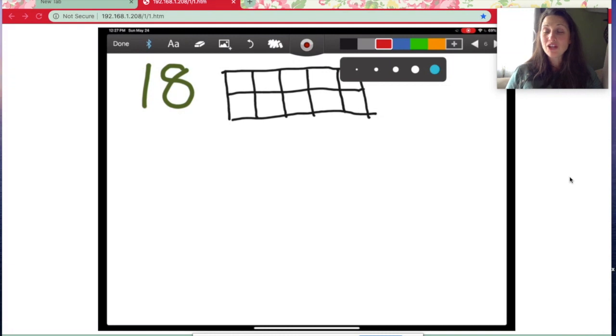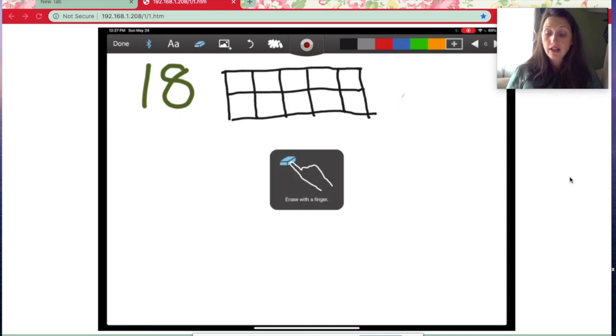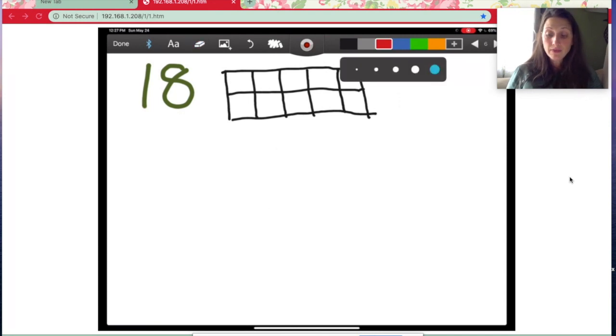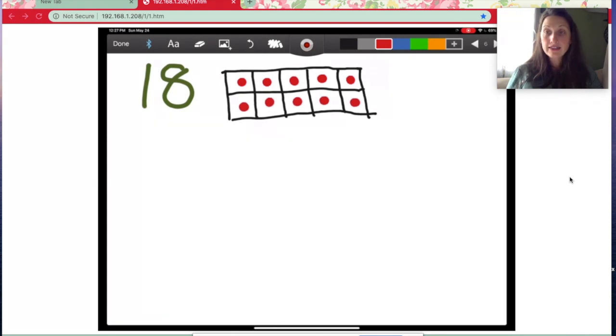Now I'm going to start making my counters. I know I'm going to fill up this whole tens frame, and that's fine. When I'm done filling up this tens frame and I keep making counters, I'm going to keep making nice rows underneath my tens frame. Watch me. Here we go. 18 counters. 1, 2, 3, 4, 5, 6, 7, 8, 9, 10.